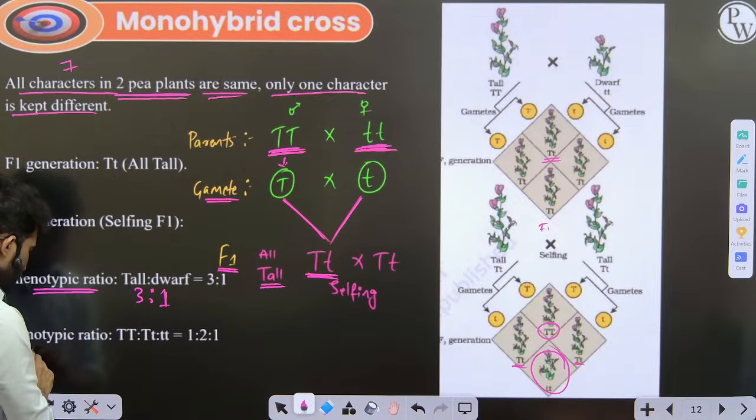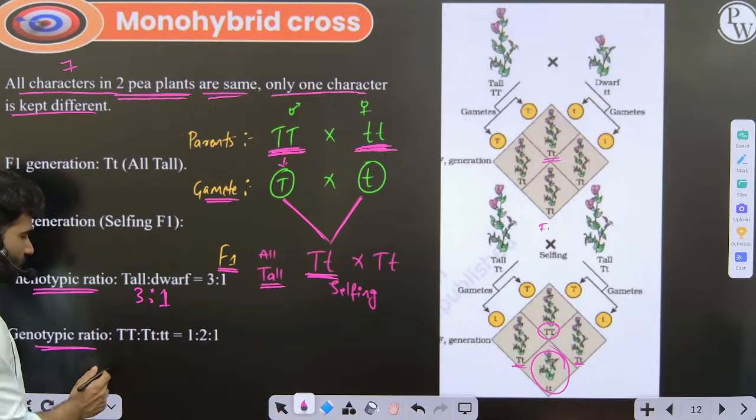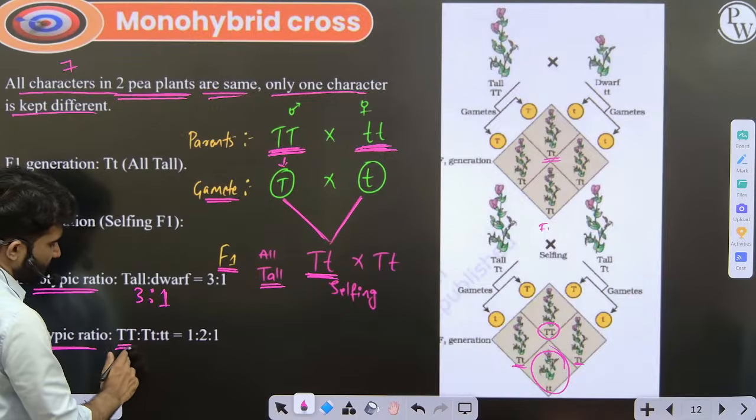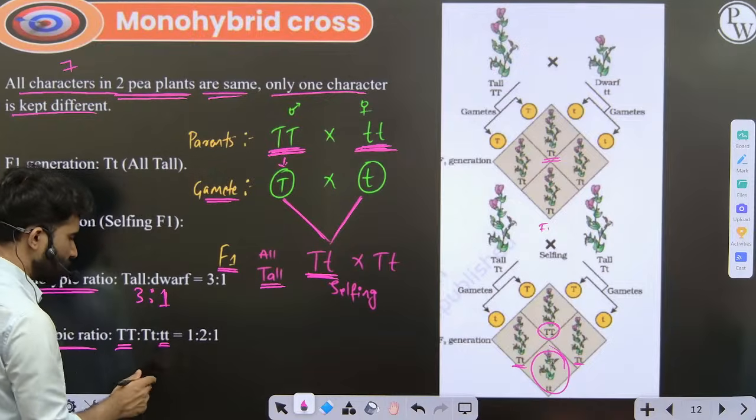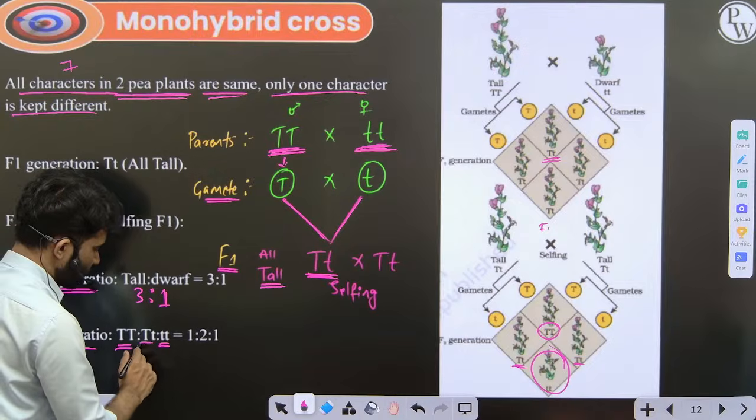So then what might be the genotypic ratio? That is, one plant is having homozygous tall, one plant is having homozygous dwarf plant.